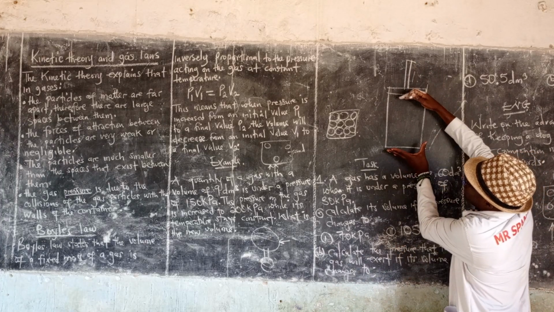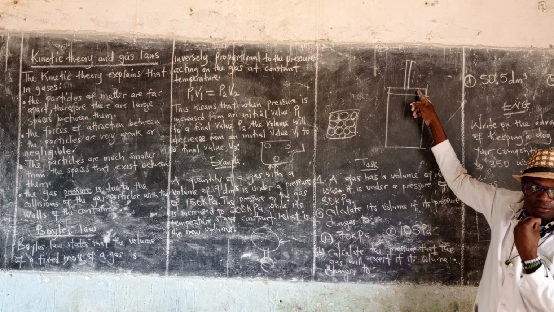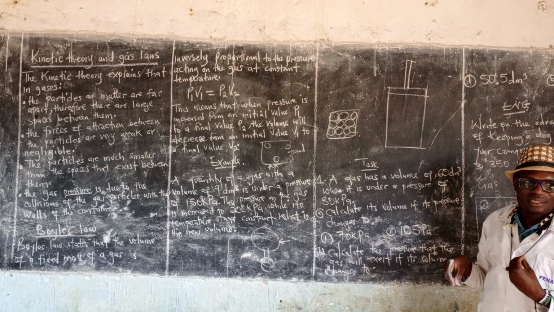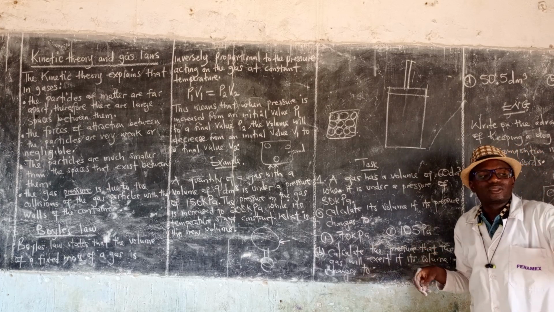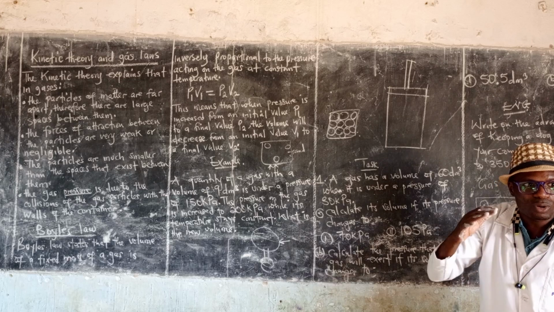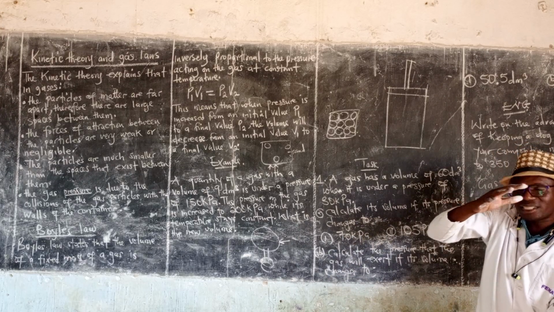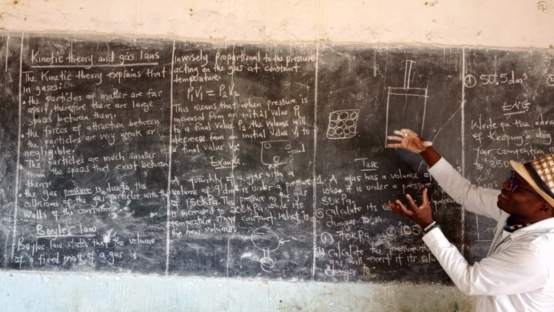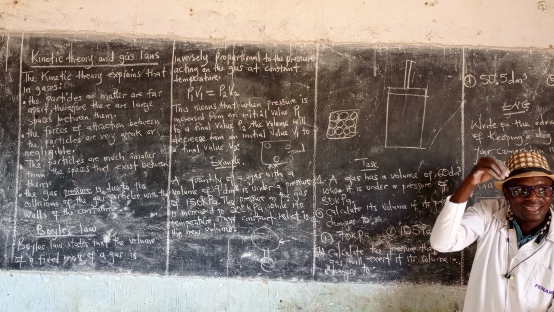Now, I'm going to push. What is happening? The volume is what? I'm decreasing the volume. What is happening to the pressure itself? The pressure increases. That's why when you blow a balloon and it bursts, it's because you are reducing the volume. When you reduce the size, what happens to the pressure? The pressure becomes high.